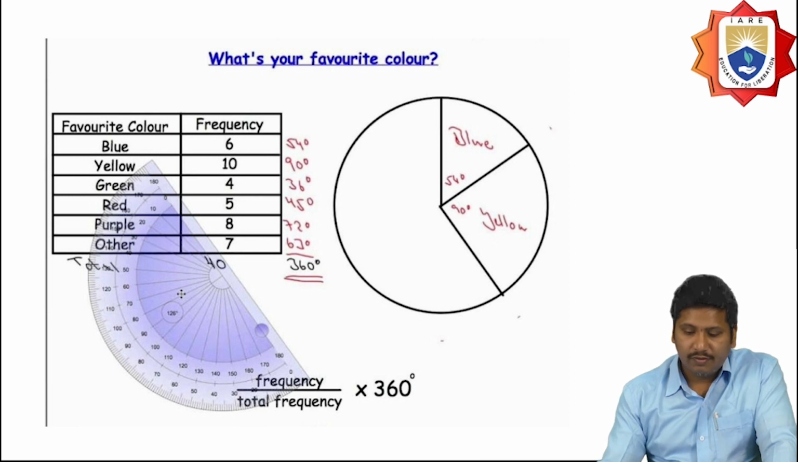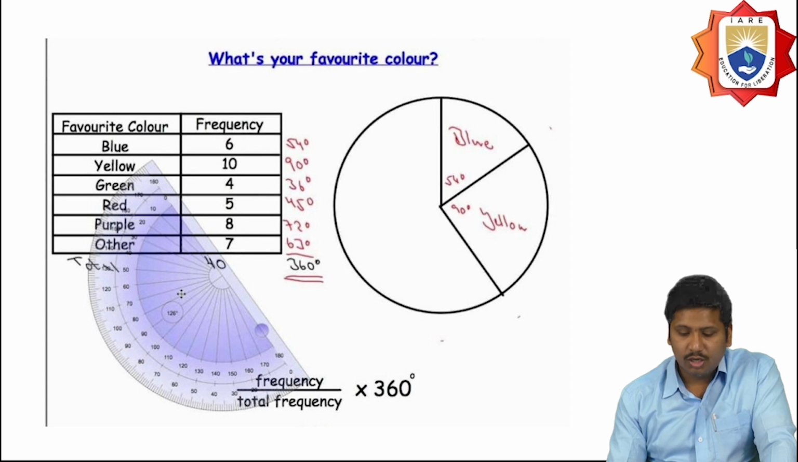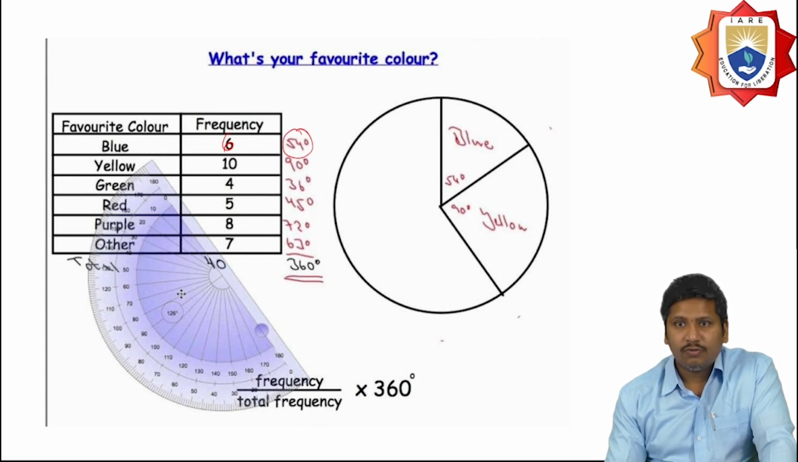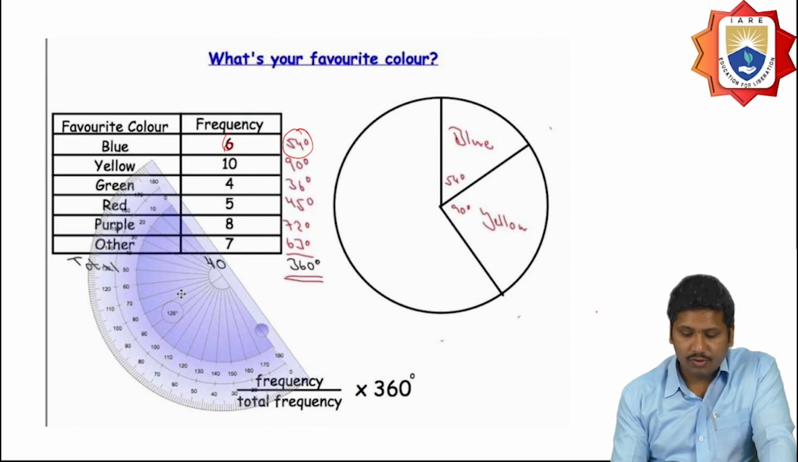Let's say this is favorite color. So what should be the favorite color? Frequencies are available for yellow, green, red and purple. So I want to calculate the blue color. 6 is the frequency, right? So for that, I have to make an angle of 54 degrees. How can I get the 54 degrees? So what is the total frequency? 40, into 360.